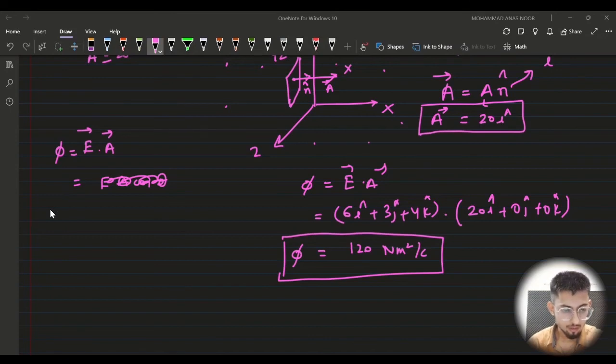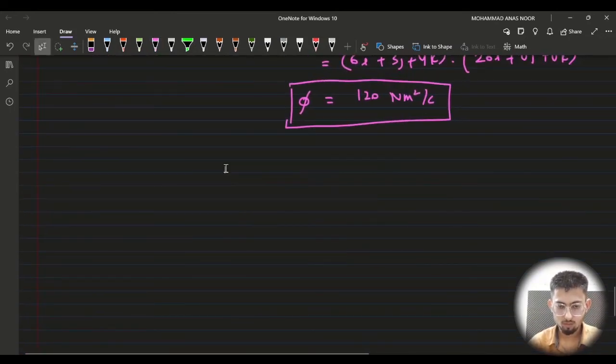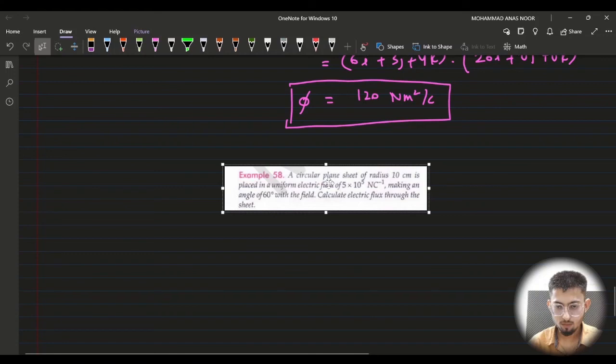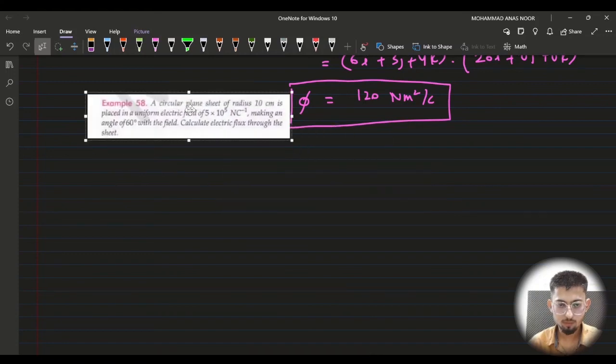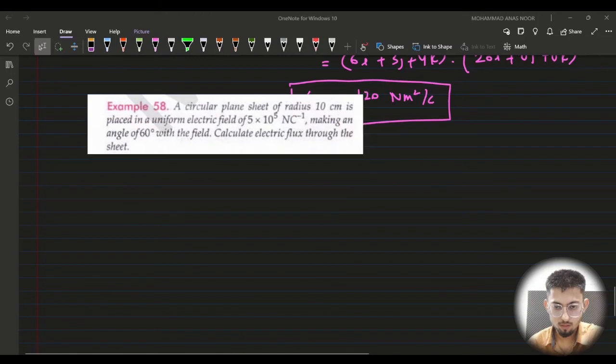Okay, let's do one more based on... Is it visible? It's blurred, but okay.